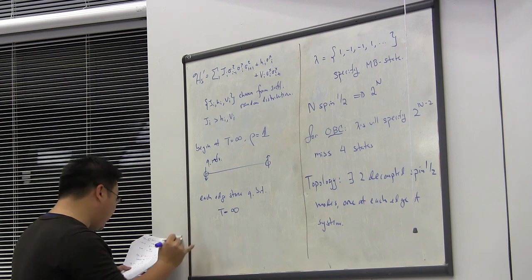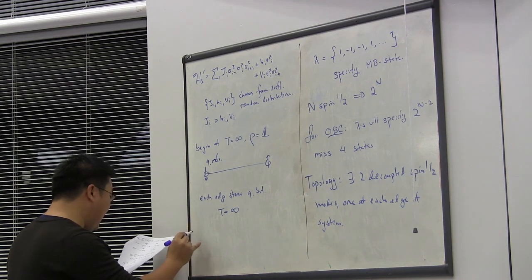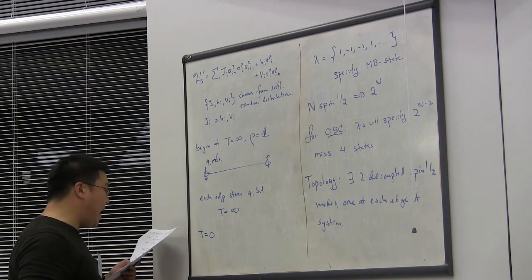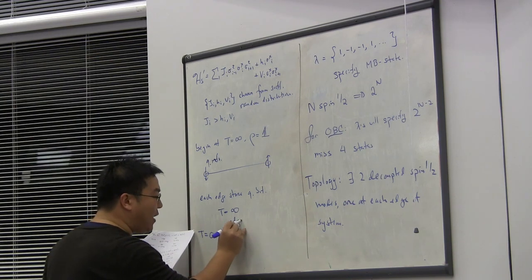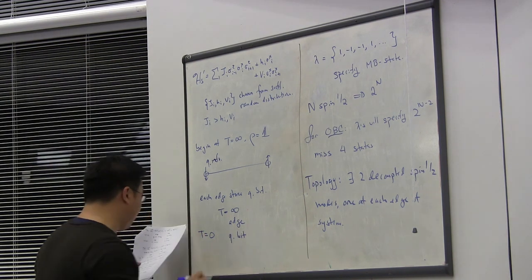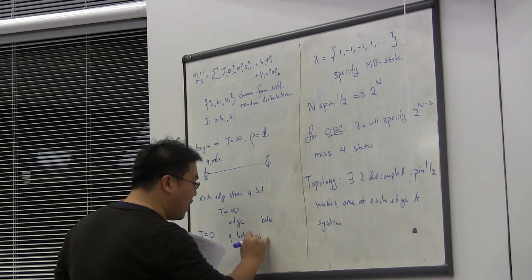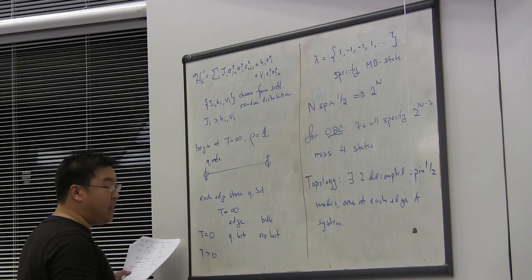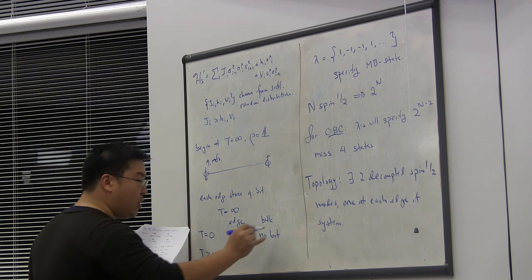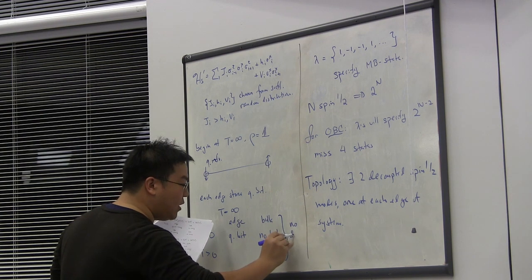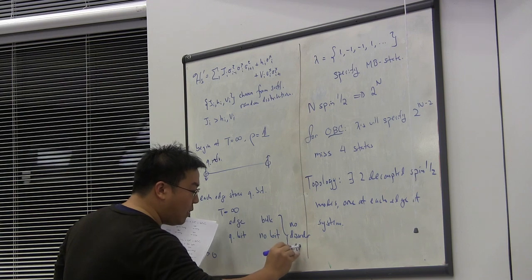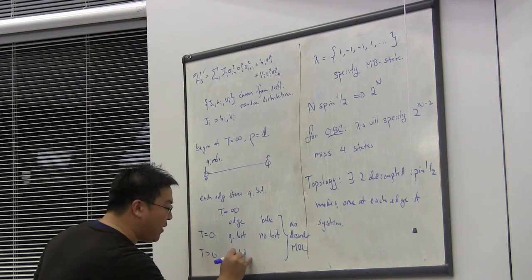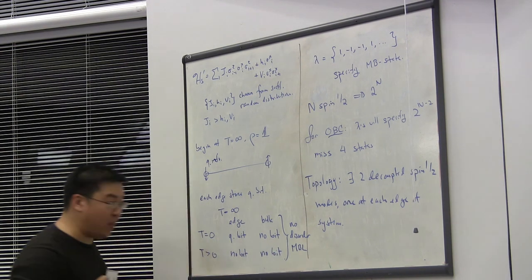So let's draw a little table for ourselves in the context of this model. At T equals 0, in the absence of disorder, on the edge we have a quantum bit, and in the bulk, we have no bit. At finite temperatures, in the undisordered case, so this is no disorder, or no MBL, at temperatures greater than 0, there's no bit on the edge, and there's also no bit in the bulk.